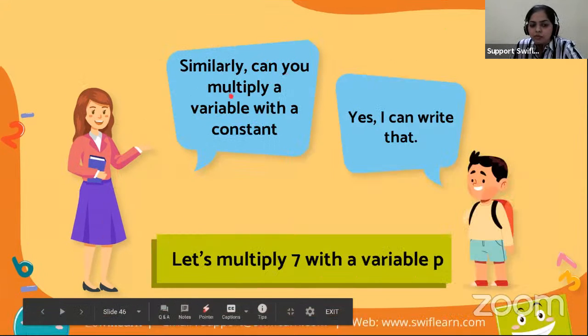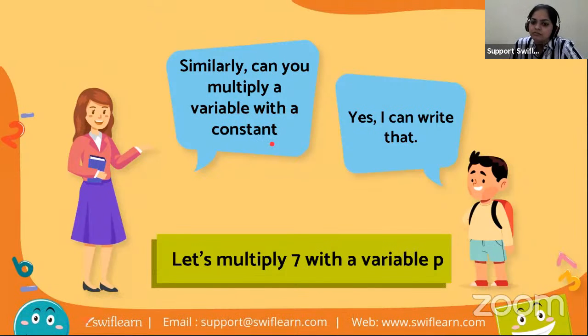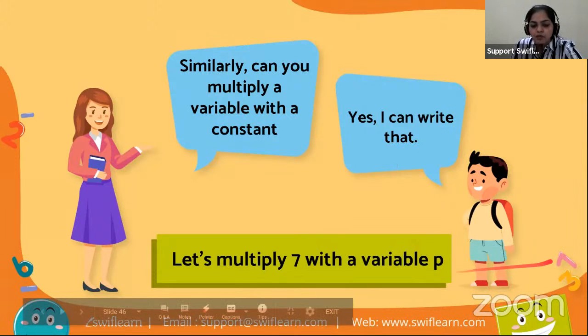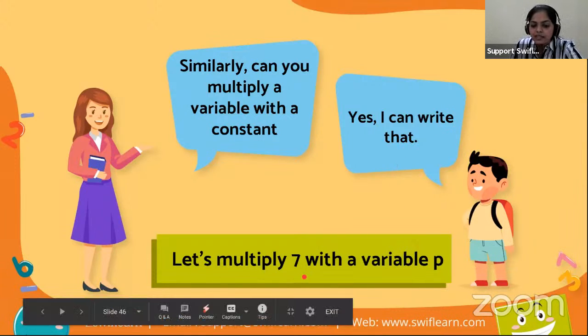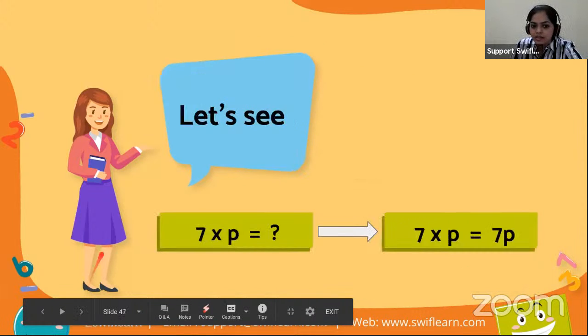Similarly, can you multiply a variable with a constant? Yes, I can write that. It's so easy. Let's take one example. Let's multiply 7 with a variable p. So how we can multiply this 7 with a variable p? Let's see. 7 into p, like this, and in simple form it becomes 7p.